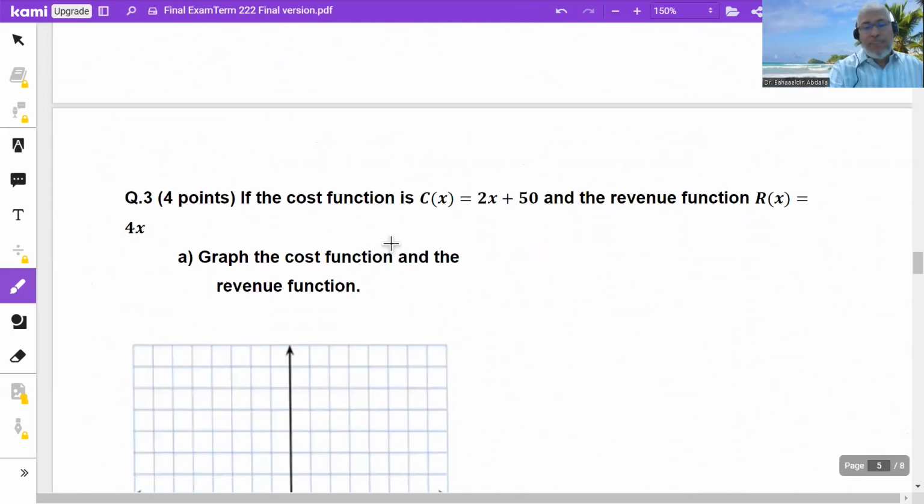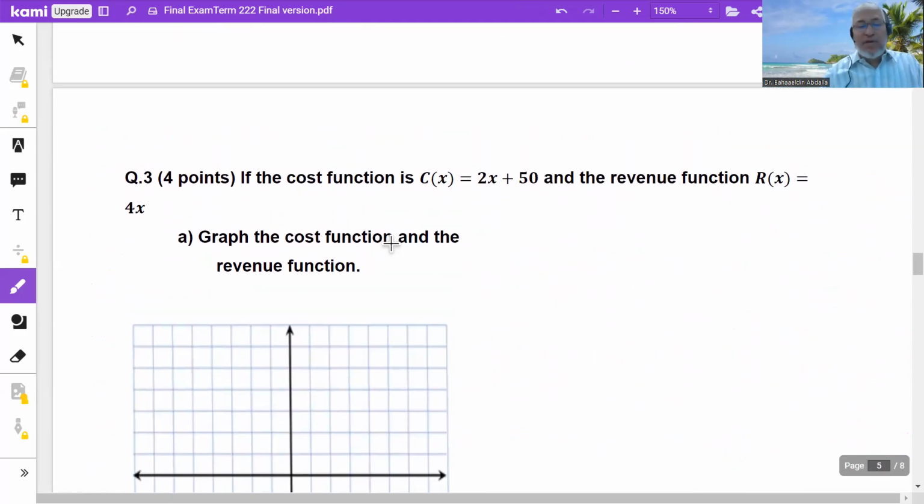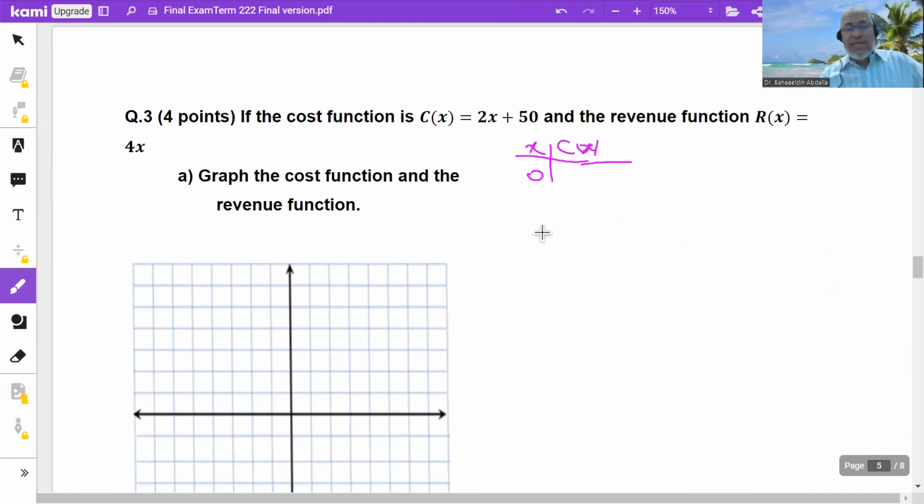If the cost function is this one and the revenue is 4x, graph the cost function and the revenue function. Well, this is a straight line. So let us graph. This is x and this is C(x). I can start from 0 because x is the number of units, so the minimum could be 0. So if x is 0, C(x) is 50. So the point is (0, 50).